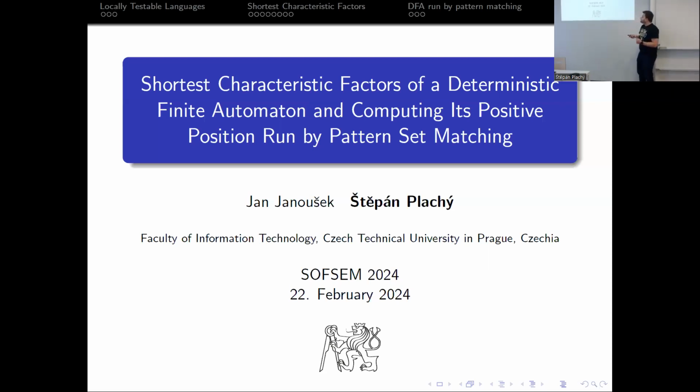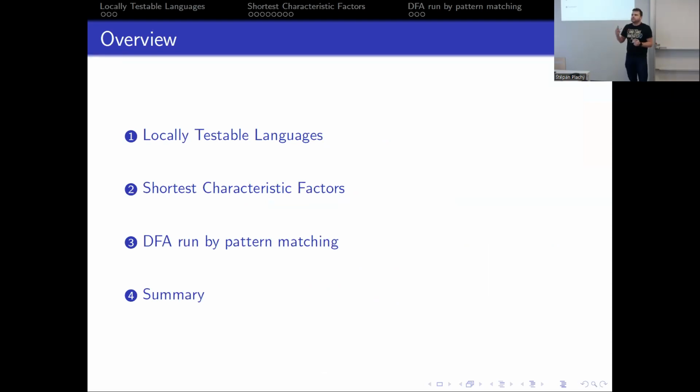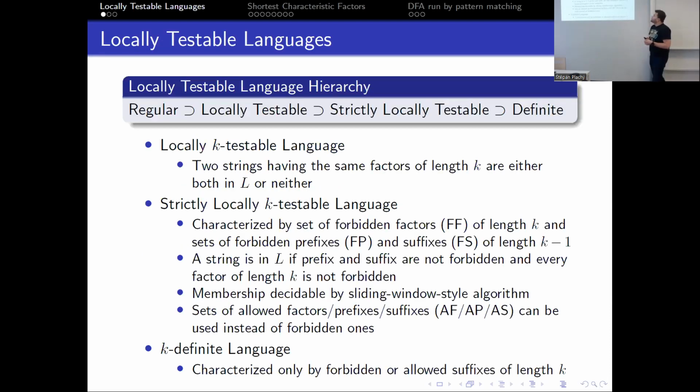An important part of this talk is a class of so-called locally testable languages. Then we will look at the characteristic factors and how to find them. And then we will talk about how we can utilize them, which is one possible option: we can make a run of an automaton on a certain string have better properties. Spoiler alert: in certain cases, we can do it in sublinear time using pattern matching of these characteristic factors. So first, what are locally testable languages?